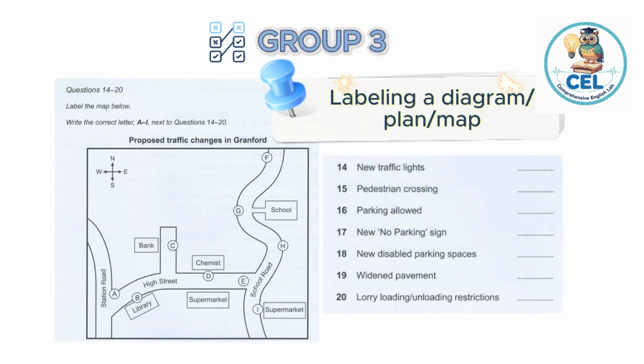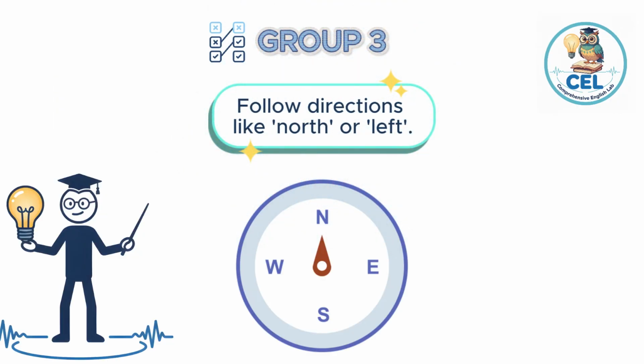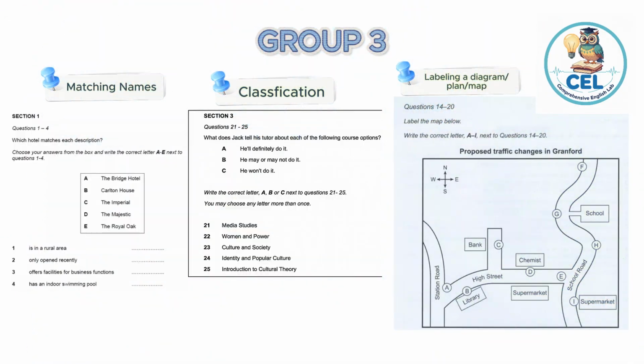Labeling a diagram, plan, or map. You label parts of a diagram, plan, or map using words from the recording or choose from a box. Tip: follow directions, like north or left, while listening. This tests relating spoken description to visuals. These matching tasks check how well you follow connections in conversations or talks.